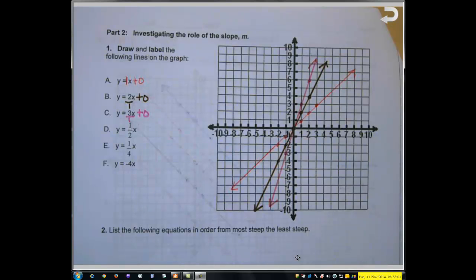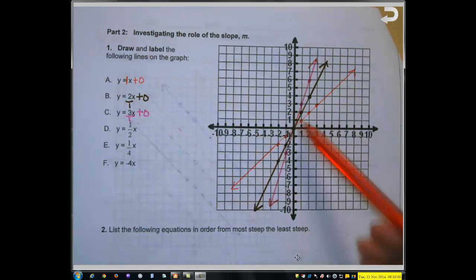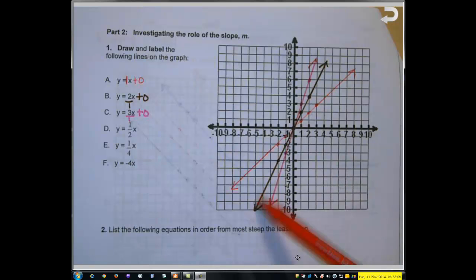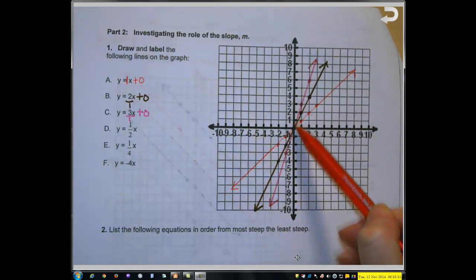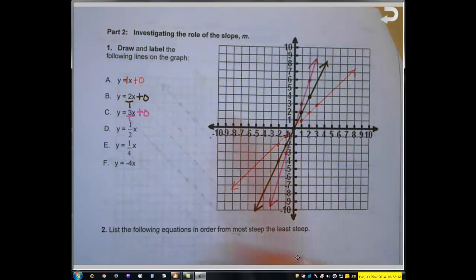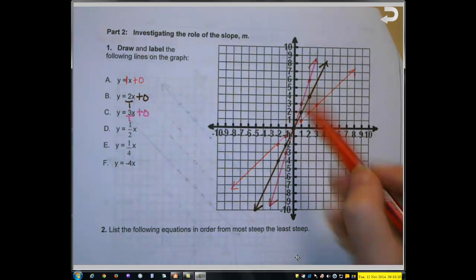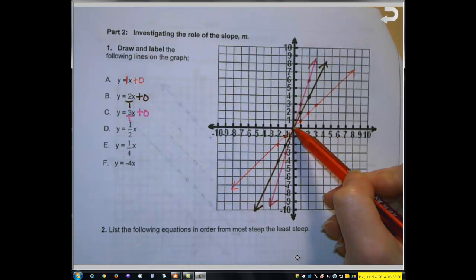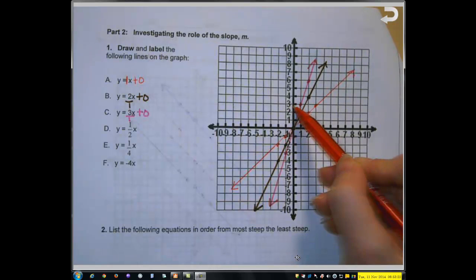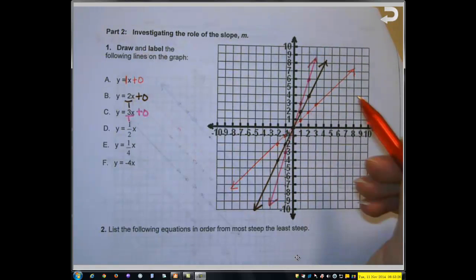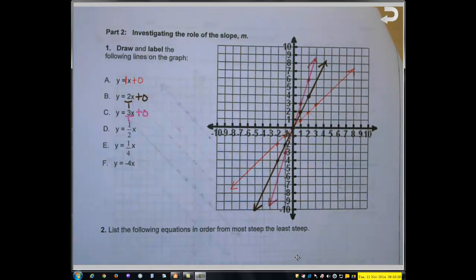Okay, so far we have graphed the parent function in red. We've graphed y equals 2x plus 0 in brown. This one has a slope of 2 over 1. And then we've graphed y equals 3x plus 0. That's the pink line. It has a y-intercept of 0 and a slope of 3 over 1, so up 3, right 1.